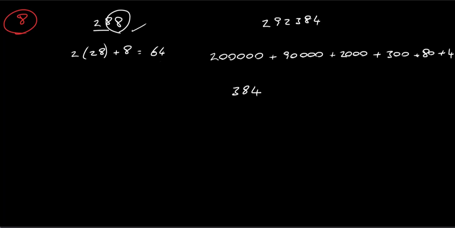So again, we apply our rule. We take 2 times 38, we add 4, and that'll give us 80. Is 80 divisible by 8? Yes, it is. So therefore, this number here is divisible by 8. Now, again, I'll do a proof on this if you're interested in it at the end. Okay, so the next number is 9.